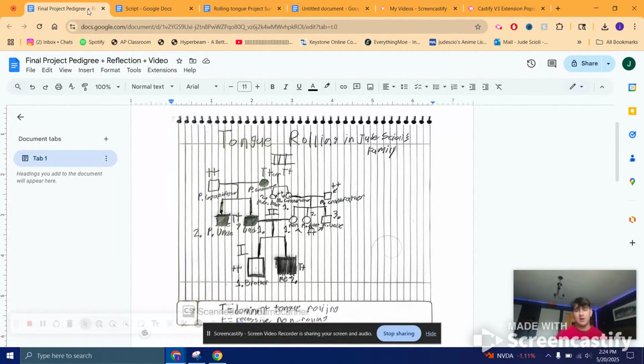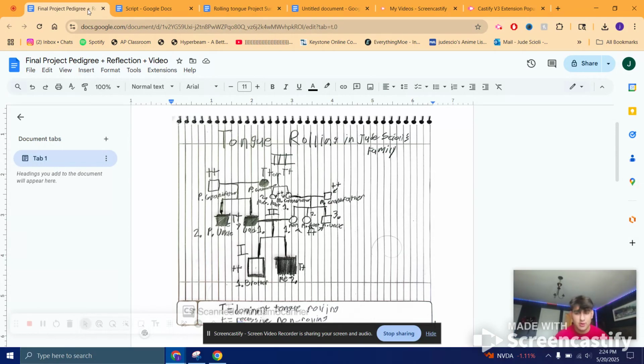Hello, everyone. Over the past 2 weeks, I've been working on a genetics project where I surveyed my family members to investigate the inheritance of a dominant trait, tongue rolling. I created a pedigree chart that includes 3 generations and 12 family members, and today I'm going to walk you through what I found and what it tells us about genetics and inheritance.